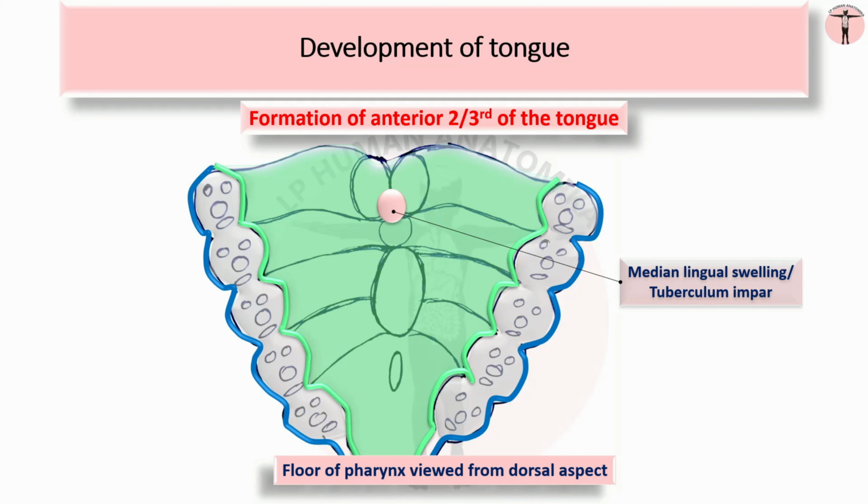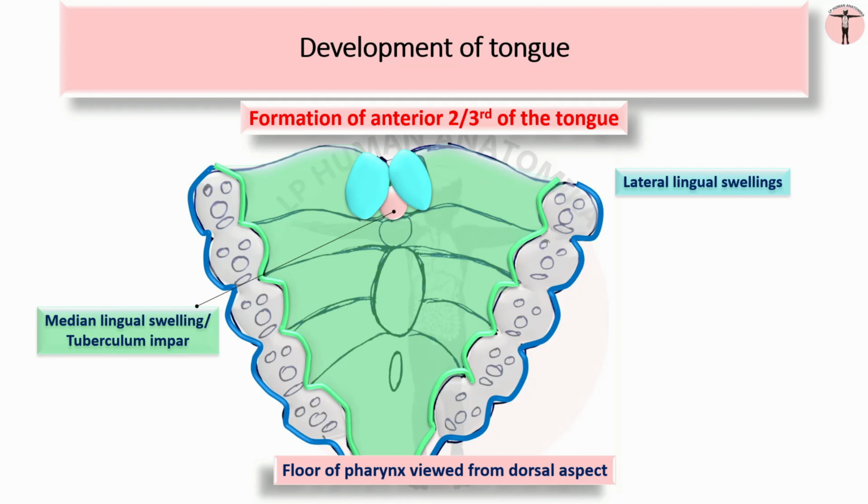Soon there will be formation of 2 lateral lingual swellings on either side of the median lingual swelling. These 3 swellings originate from the proliferation of the mesenchyme of the first pharyngeal arch in its ventromedial part. The lateral lingual swellings rapidly increase in size and overgrow the tuberculum impar and merge with each other.